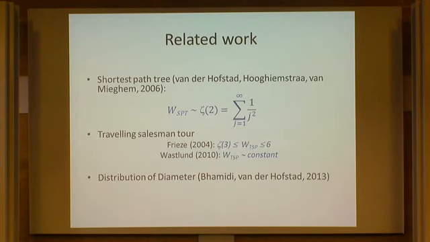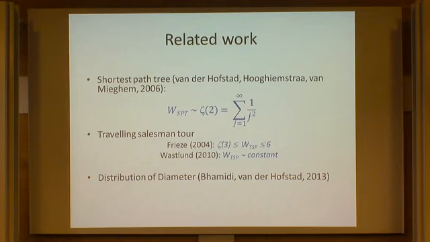Other problems, you can also look at the shortest path tree. So you fix one node and you look at all the shortest paths to all the other nodes. So you run Dijkstra's algorithm on this graph and you get a tree which is the union of those shortest paths, and you look at the sum of the edge weights on that tree. And if you do that, it turns out that you get zeta of 1, and this was shown by these authors.